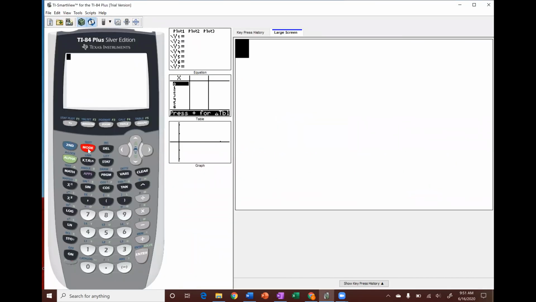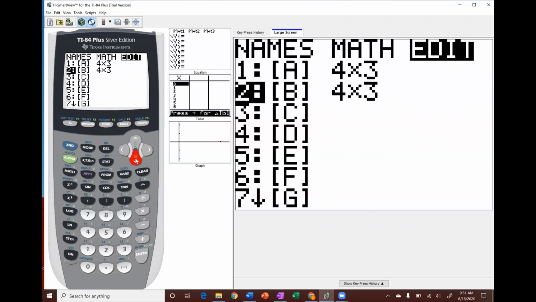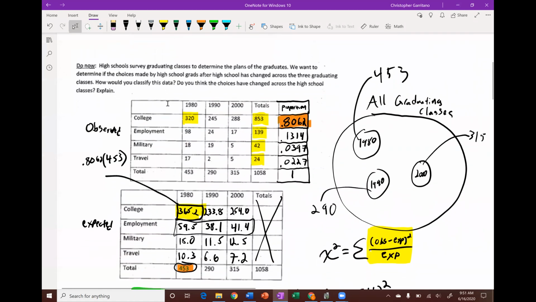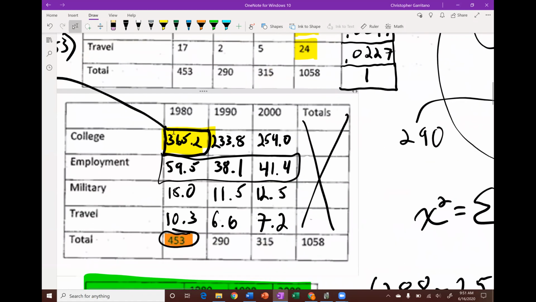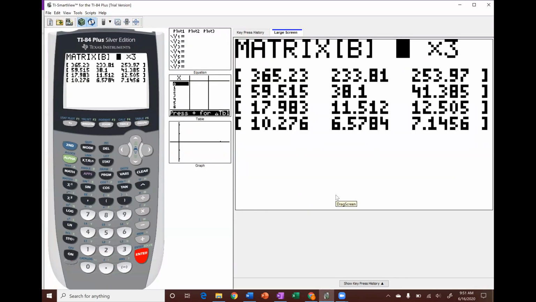And bonus, if you go to second matrix and now scroll over to edit, this way you can view matrix B, and scroll down to matrix B, press enter. You'll now notice that they actually went ahead and pasted the expected table into matrix B. And just to verify, look at this 365.23, very similar to the 365.2 that we have in that corresponding cell. They of course just have it to more decimal places.